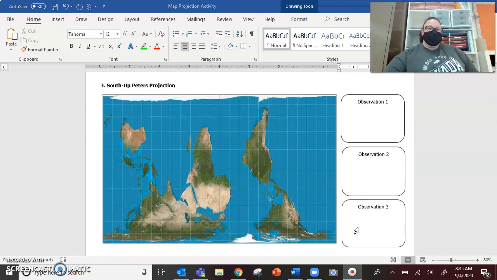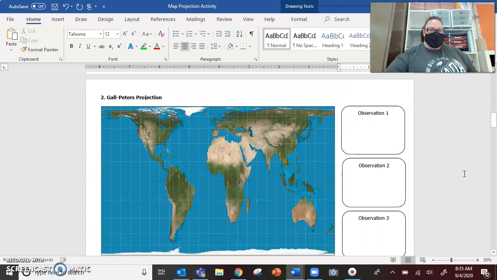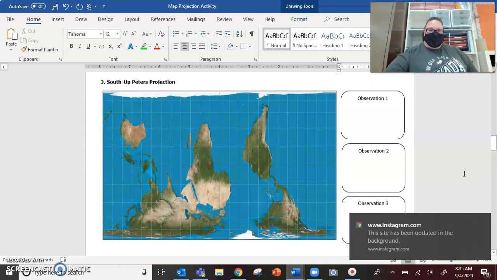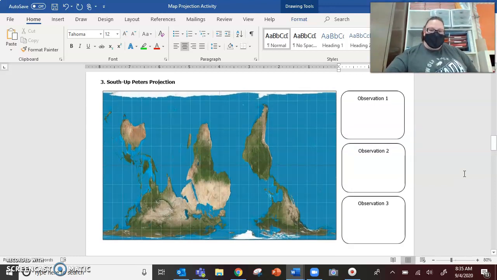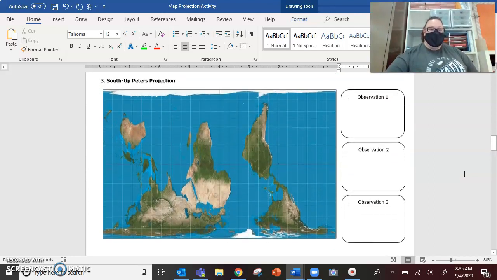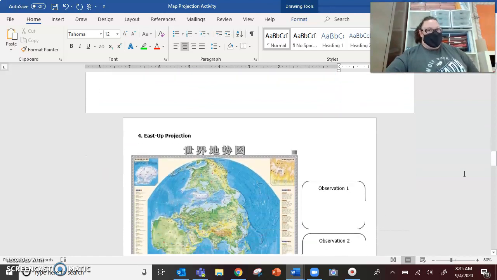Here's where we get into something a little bit different from what you're used to. So this is the South Up Peters projection. It's the same as the Gall-Peters projection that we saw up here, except it's upside down. You're going to make 3 observations about how things are different in this one. One of your observations could be, this is the same as the Gall-Peters projection, but upside down. You're welcome.